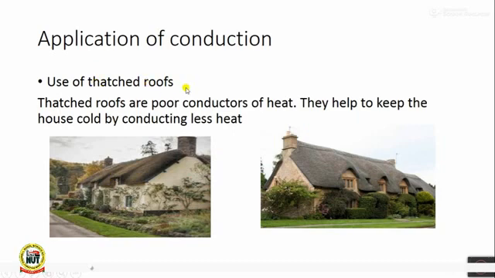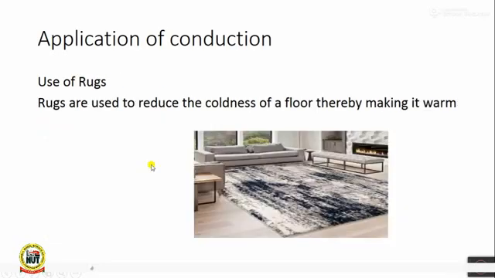The use of thatch roofs. Can you see this thatch roof? Thatch roofs are made of grasses. Like you can see, grasses are poor conductors of heat too. Because they are poor conductors of heat, they do not conduct the heat that would make the rooms or the house generally very hot. Instead, they keep it cool and habitable for the body to live in. So thatch roofs are an application of conduction in our everyday life.